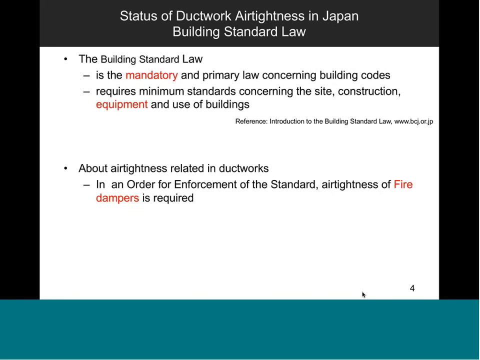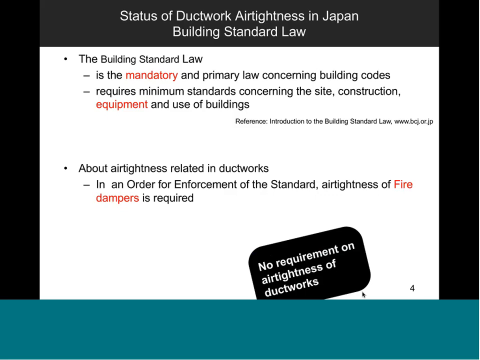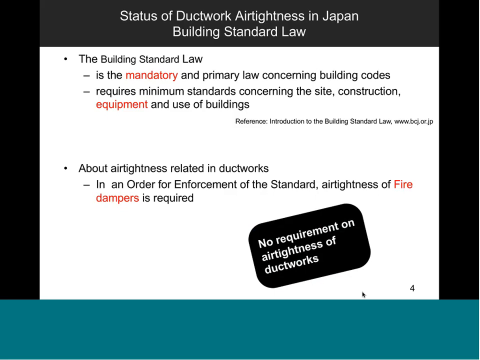As I mentioned, for buildings, we have important laws or acts. First of all, I'd like to show you the Building Standard Law. It is mandatory and a very primary law concerning building codes, and it requires very minimum standards concerning the site, construction, and the use of buildings, and of course, equipment. In the standard, we can see the only description on airtightness is for just fire dampers. So, very unfortunately for us, an overall description of airtightness of ductworks does not exist.